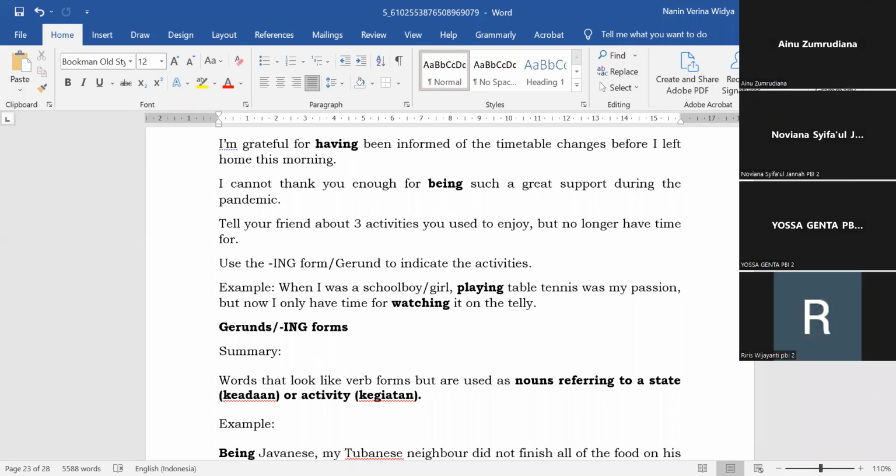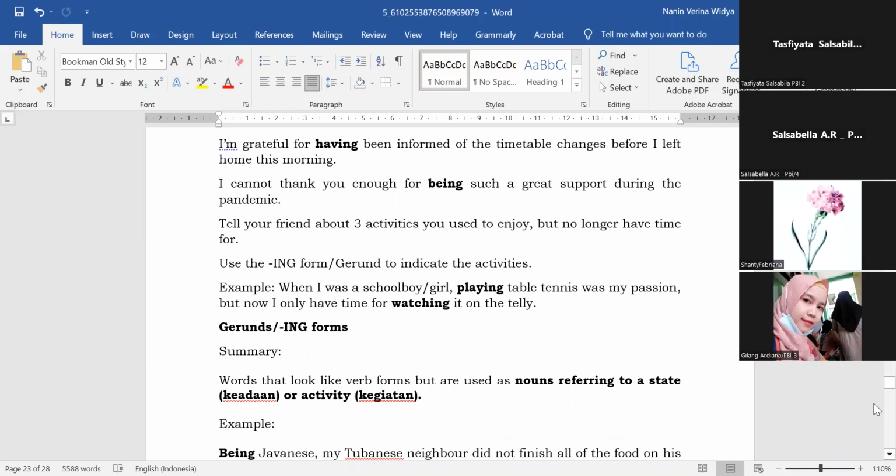If you find it difficult, look at the example. When I was a schoolboy or girl, playing table tennis was my passion. But now I only have time for watching it on the TV, on the telly. So, passive admirer of table tennis, ping pong, yeah? Any other examples? Something you used to enjoy doing, but not anymore. Very simple. Maybe your hobby was music or singing or joining a race, cycling, running, anything.